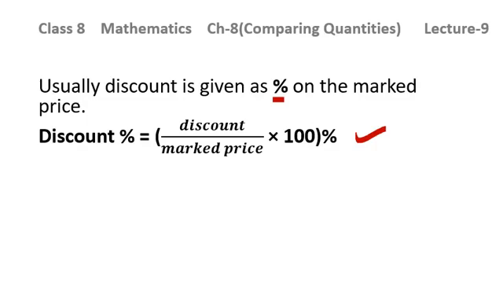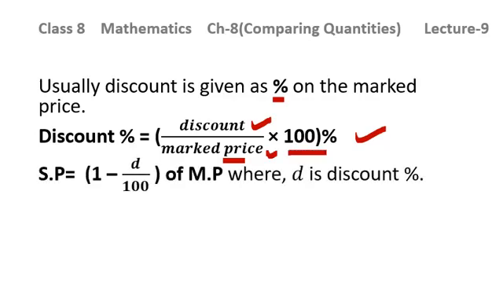If you need to find out the discount percentage, then simply write the discount in the numerator divided by the marked price, because discount is always calculated on the marked price. We always subtract the discount from the tagged price, that is the marked price. So that is why discount is always calculated on the marked price. When you multiply by 100%, you will get the discount percentage.